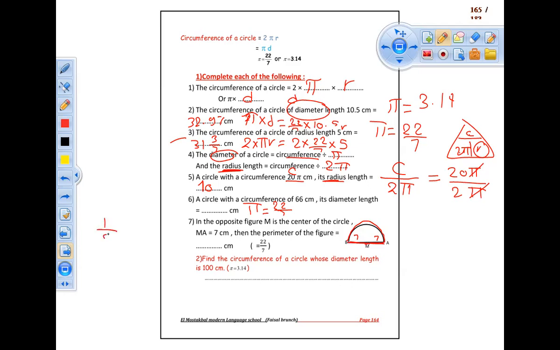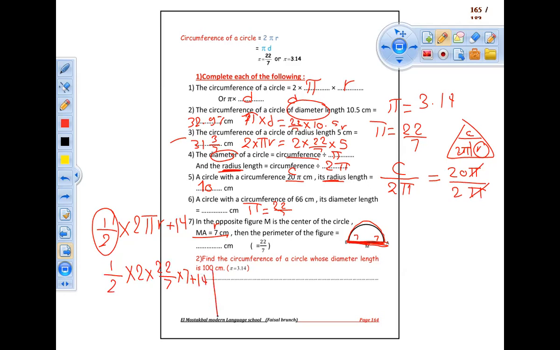Then we choose this rule: half at first. Here he gave me MA. MA is a radius. Then I use half because it's a semicircle: 2 pi r. We can't finish right now. We also have here a straight line, which equals 7 plus 7, which is equal to 14. And now we have half times 2 times 22 over 7, he gave me pi, times r, which is 7, plus 14.